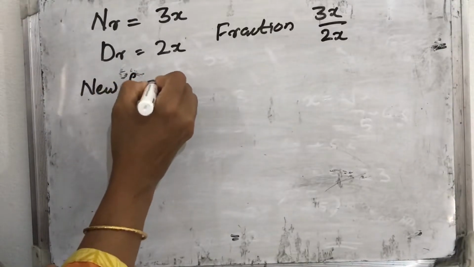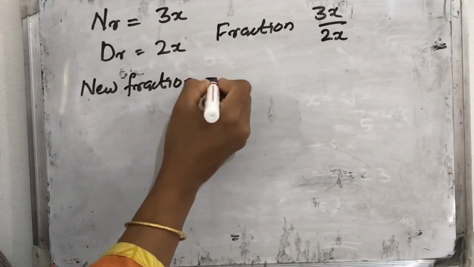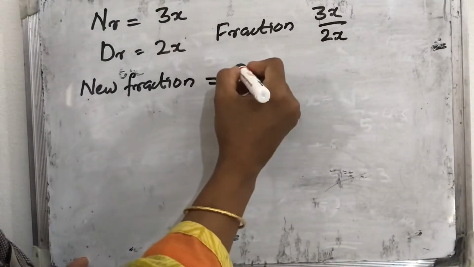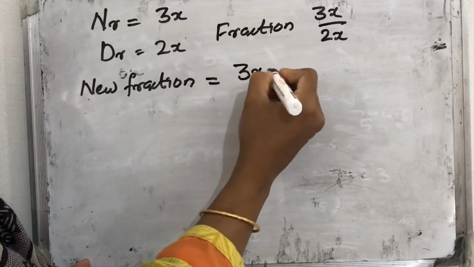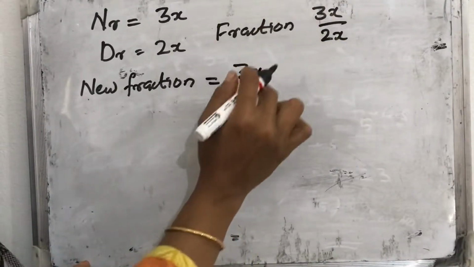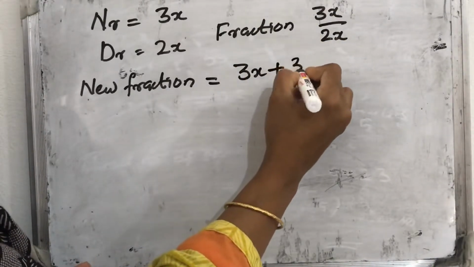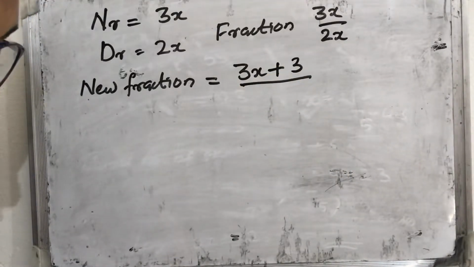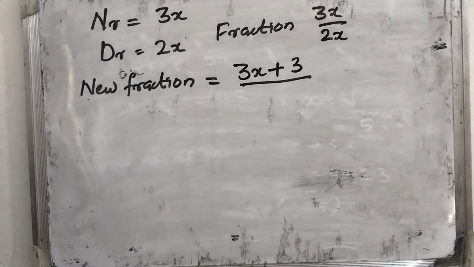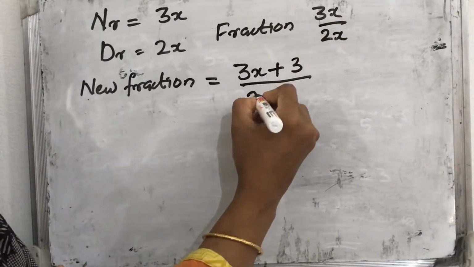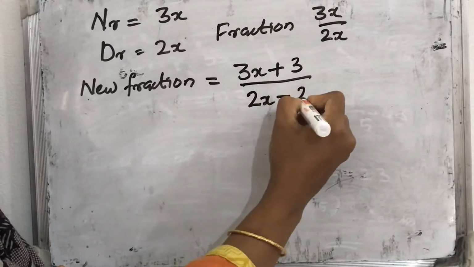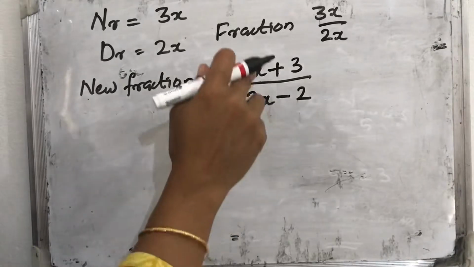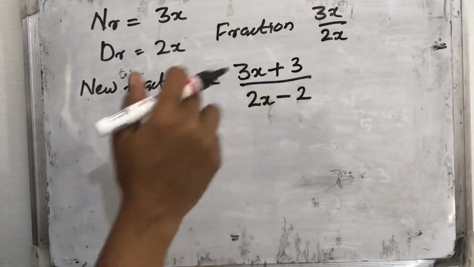The new fraction we will get by adding 3 to the numerator. The numerator is already 3x, and with that 3x we are adding 3. And in the denominator part, 2 is subtracted from the denominator. Now the denominator is 2x and 2 is subtracted from that. So the new fraction formed we can write as 3x plus 3 by 2x minus 2.